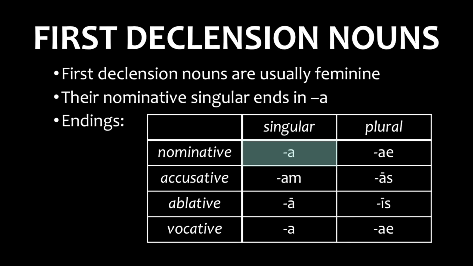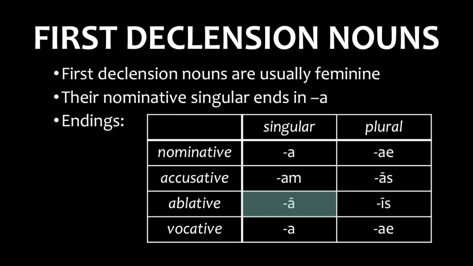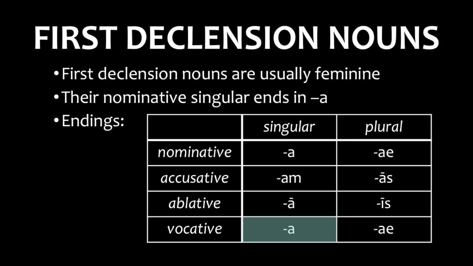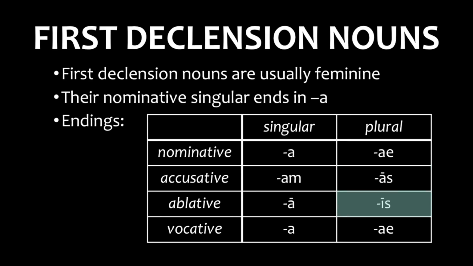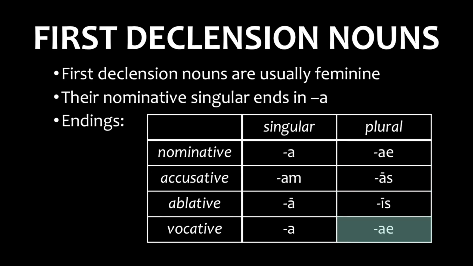So, the nominative singular ending of a first declension noun is a short A, accusative AM, ablative long A, and then vocative is the same as the nominative, a short A. Nominative plural ending is AE, accusative plural AS, ablative plural IS, and then vocative again the same as the nominative, so AE, pronounced I.